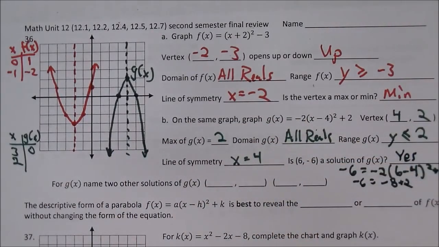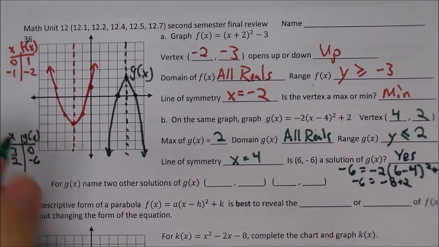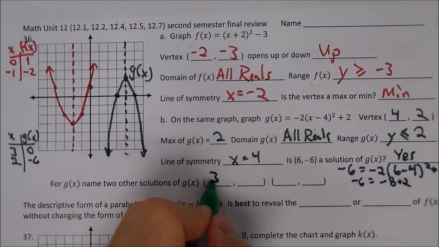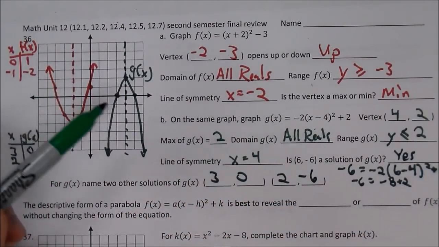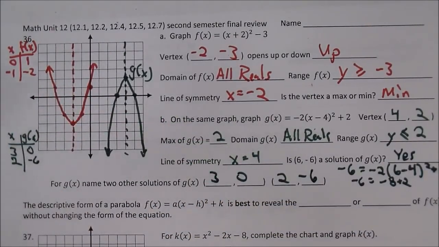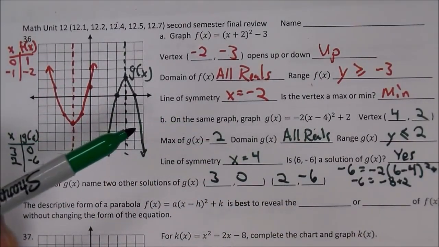And then it wants to know two other solutions that we have. Now we kind of did this work already over here. We know that (3, 0), and then (2, negative 6) would work. But really you could pick any x values to plug in. That'd be your x value, and then your y value would be the result that you get.